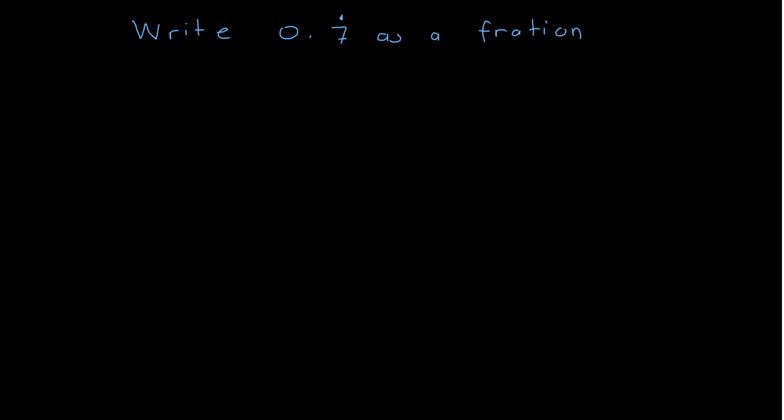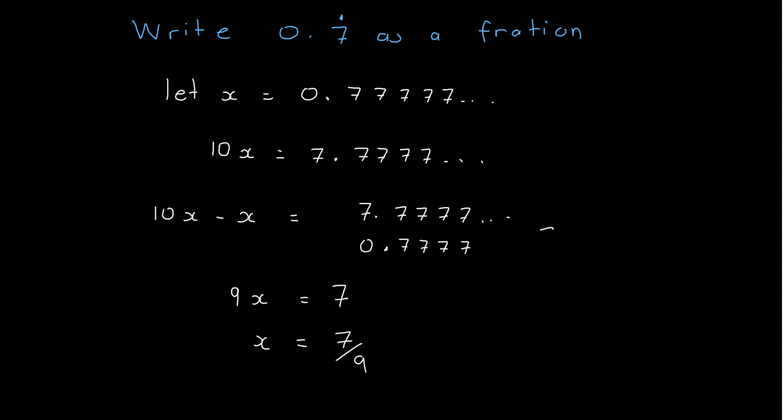And let's check my solution. So I used a little bit of algebra. I said, let's let x equal to 0.7 dot forever and ever, 77777, and I multiplied it by 10. So I said, if x equals to 0.77777, 10x equals to 7.7777777, and so on.